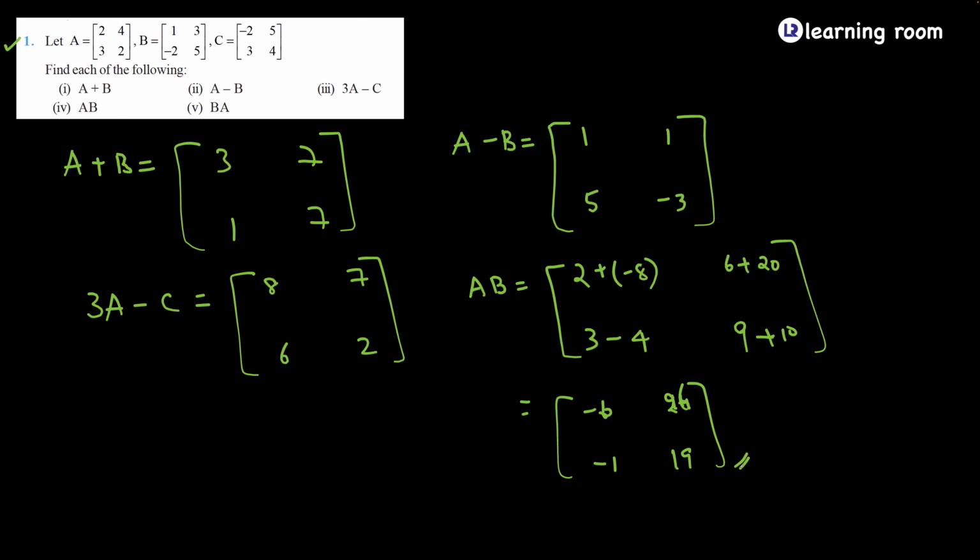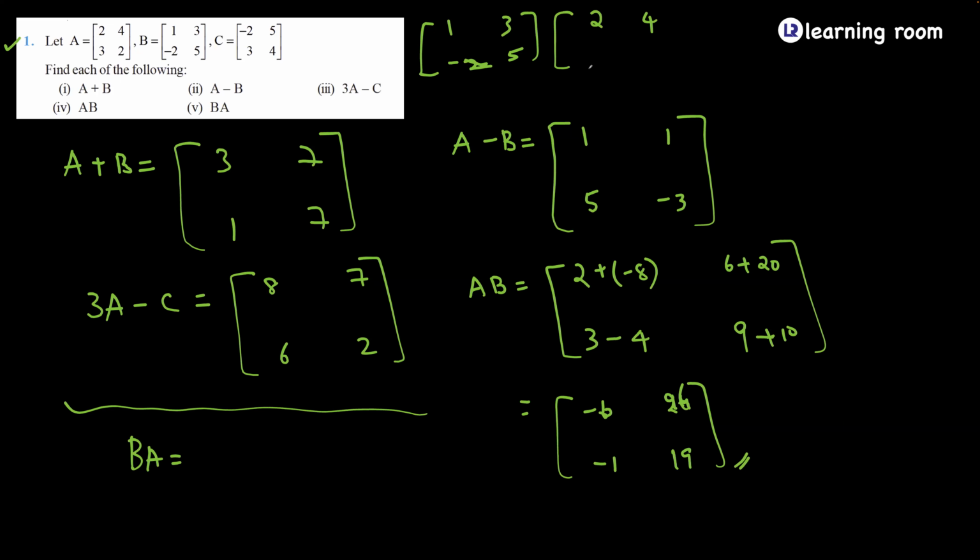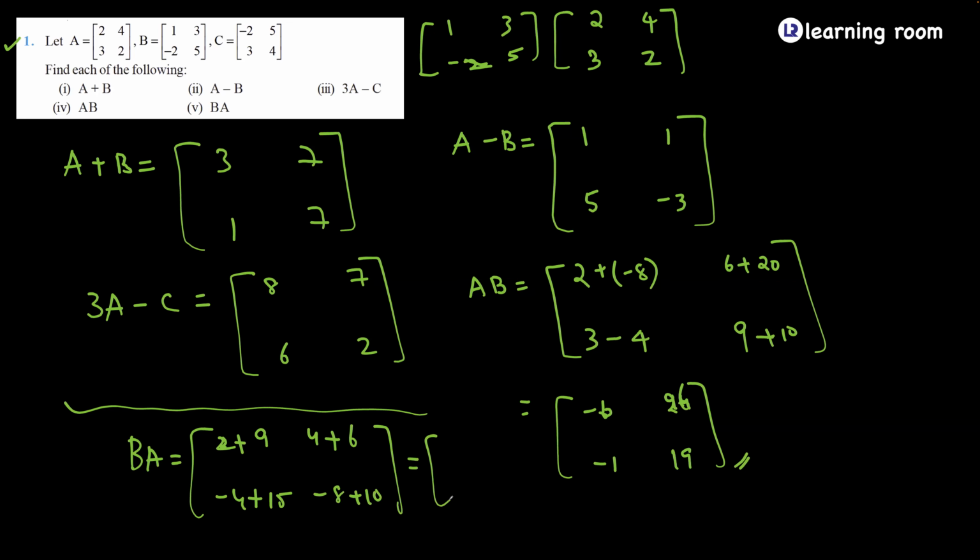Similarly, what is going to be the value of BA? Can I directly write it here? For BA, what is the answer going to be? So I will write it here in order. So 1, 3, minus 2, 5. Right, 1, 3, minus 2, 5. 2, 4, 3, 2. So 1 into 2, so 2 plus 9. 1 into 4, so 4 plus 6. Minus 4 plus 15. Minus 8 plus 10. So what will the final answer be? 11, 10, 11, 2. Right?